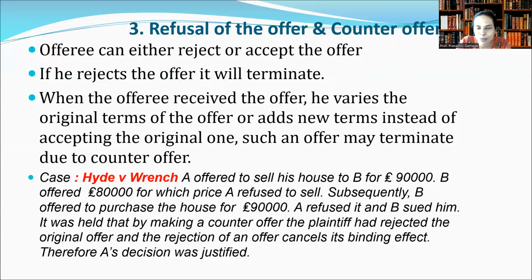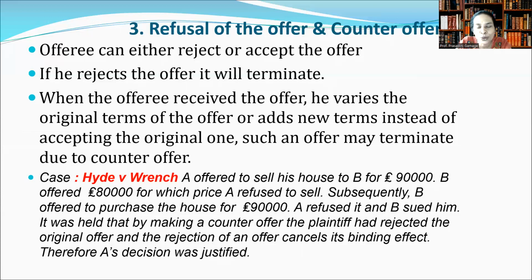B says no, I'm not going to buy it for 90,000 but I'm ready to buy it for 80,000. We call it a counter offer. According to the principles of law of contract, when you make a counter offer, the original offer will be cancelled. Now there is no offer made by A towards B to sell the house for 90,000. It's cancelled already. Then again, B wanted to buy the house for 90,000. It's like a new offer, right?